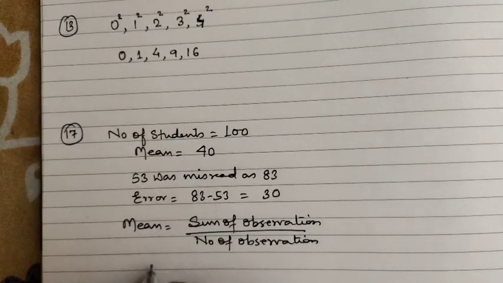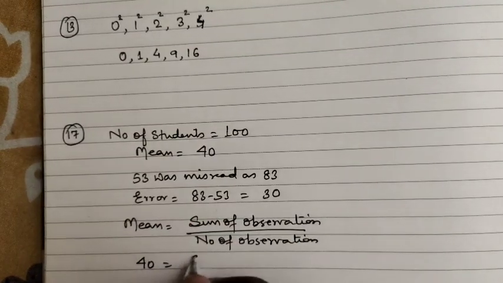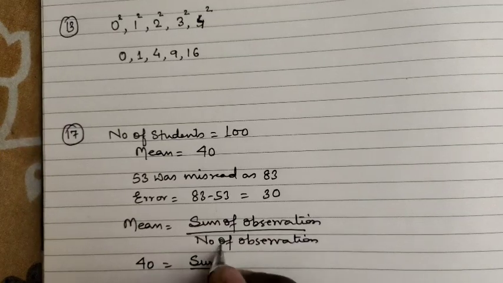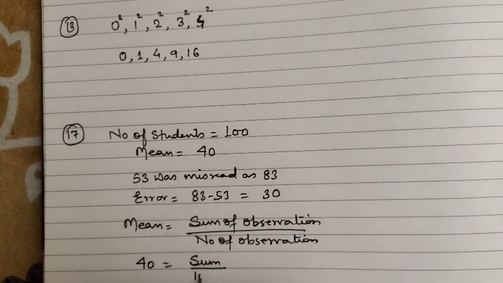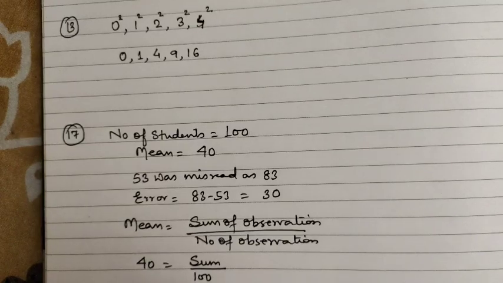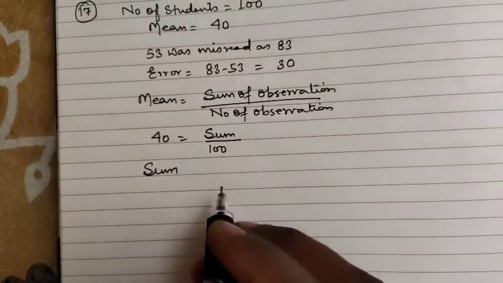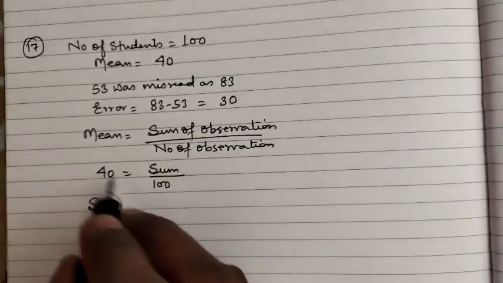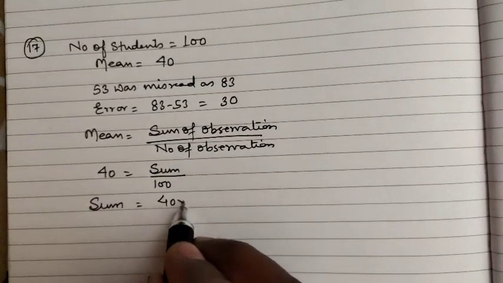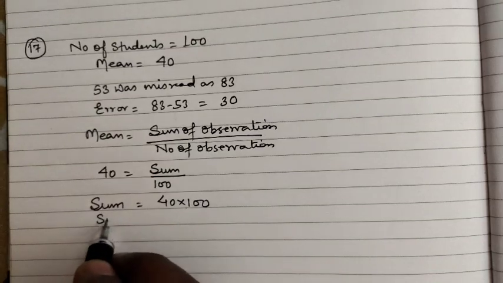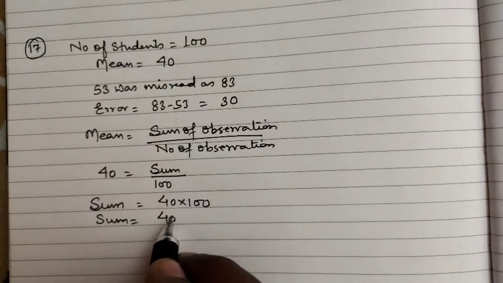Mean as given earlier is 40. Sum is not given here. Number of observations is given as 100. So we will calculate the sum. Sum is equal to 40 into 100. That means sum is equal to 4000.